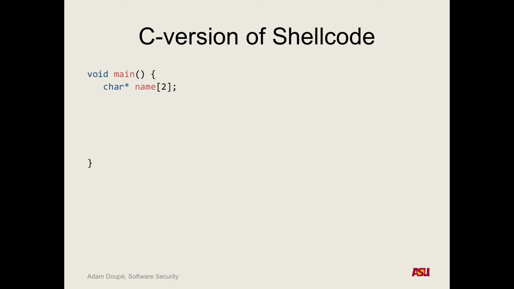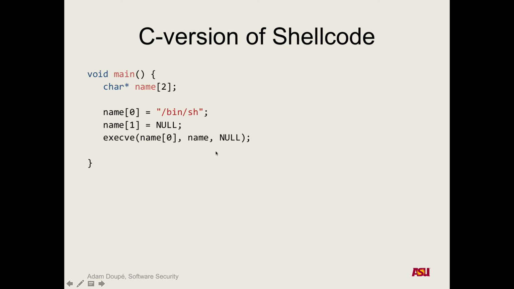So we have an array of character pointers. name[0] is going to be the string /bin/sh. name[1] is going to be null. And we're going to call execve, passing in name[0], name, and null. And then we're going to call exit.